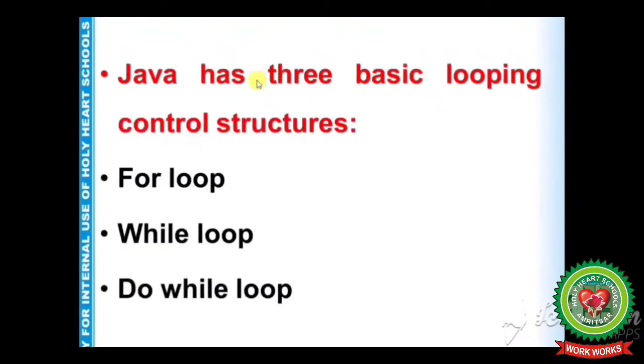Java has 3 basic looping control structures: for loop, while loop, and do while loop. But today we will discuss only the for loop.